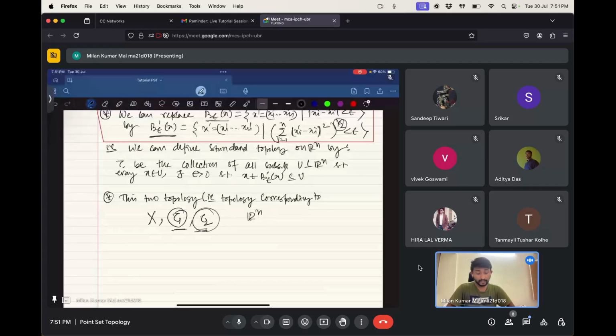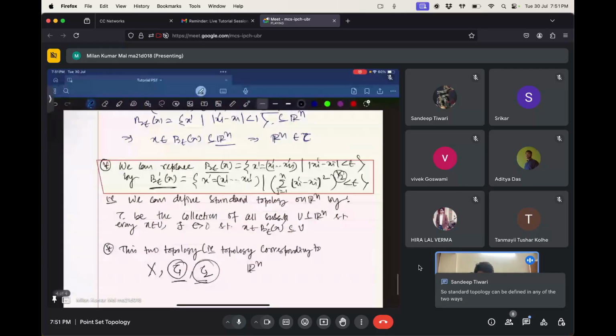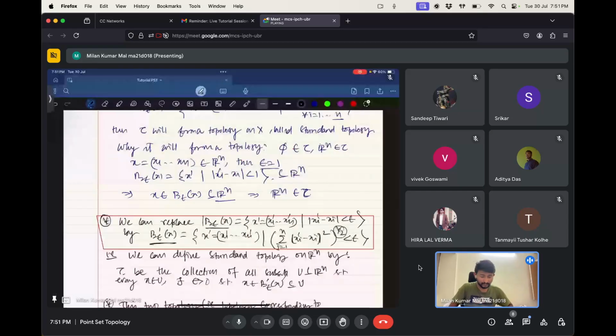So when I say the standard topology defined by B epsilon x, I have defined it. The standard topology can be defined in either of the two ways. That is correct, and why it is correct, I will just prove here. Don't worry, I will prove it here.